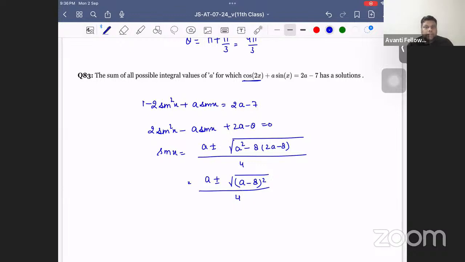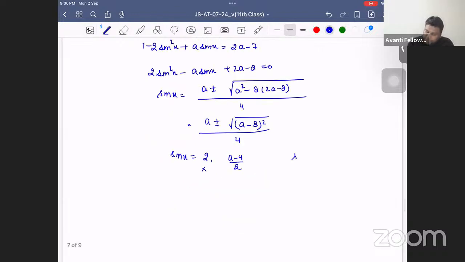Am I clear? Now from this you can say that sin x is either 2 or (a minus 4) upon 2. Now sin x cannot be 2. So that means sin x is (a minus 4) by 2. That means this (a minus 4) upon 2 should lie in minus 1 to 1 for a solution to exist.